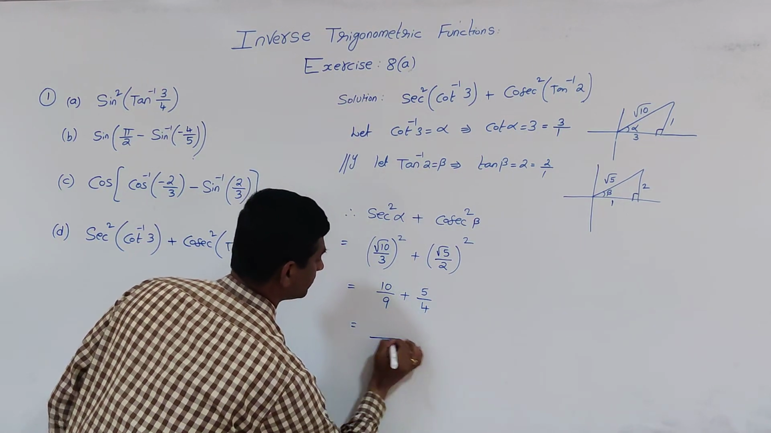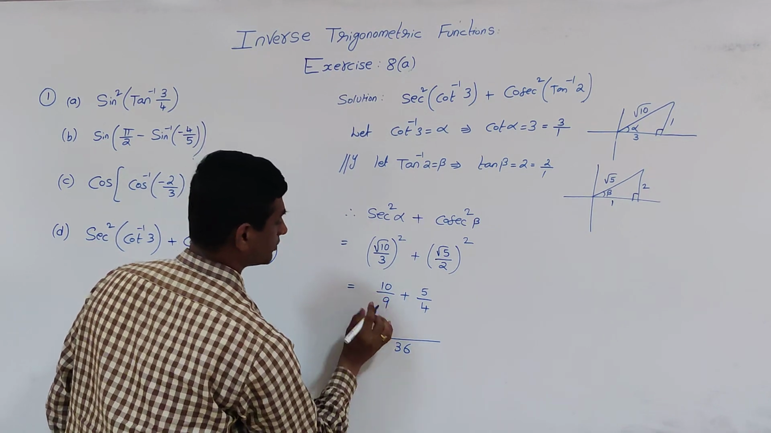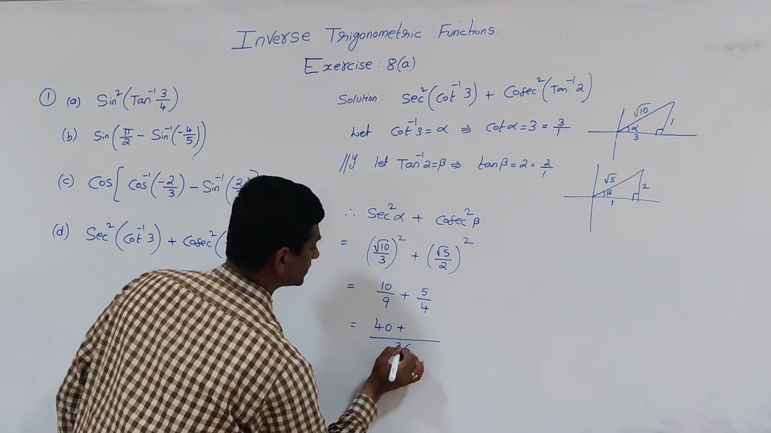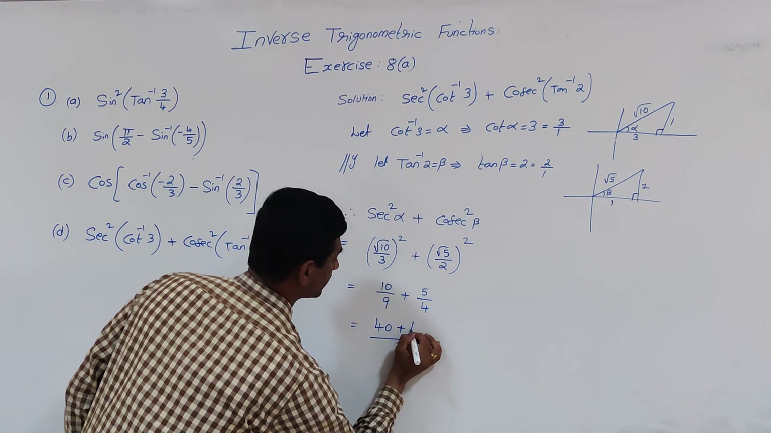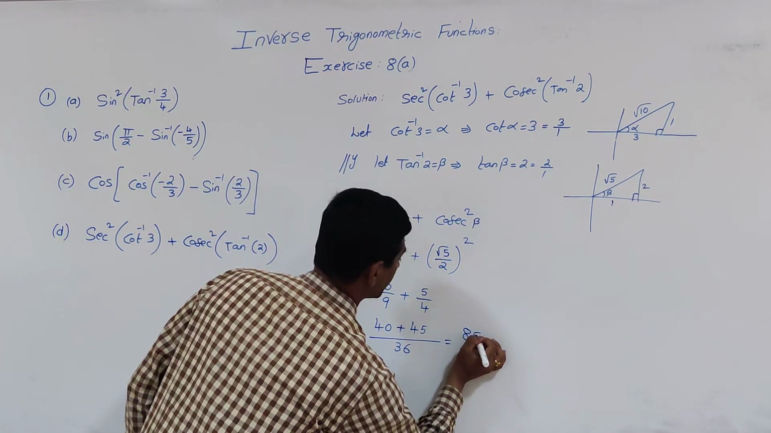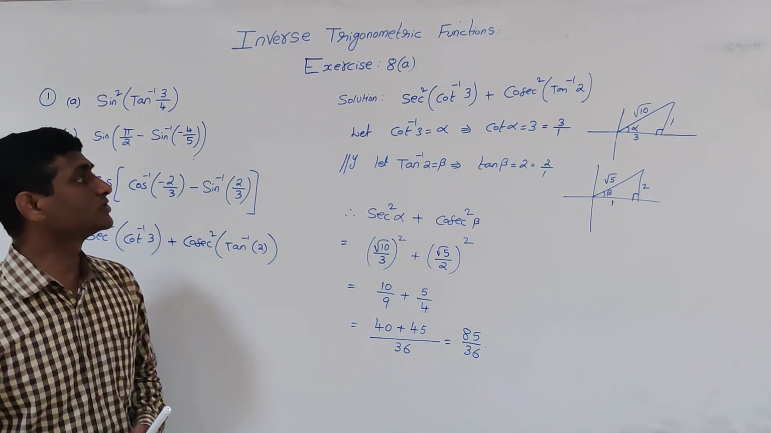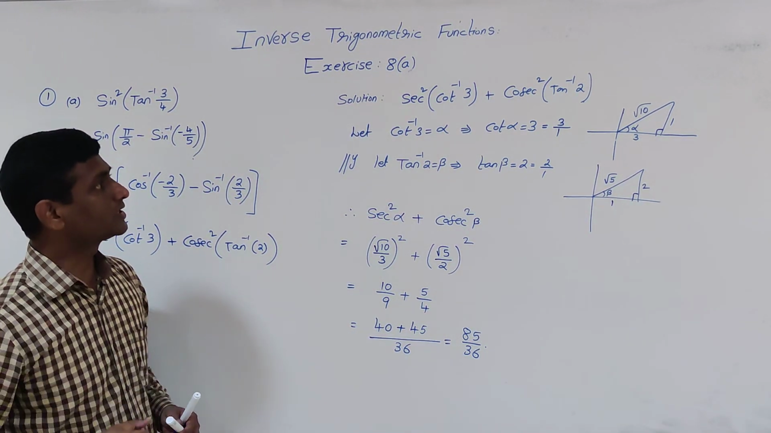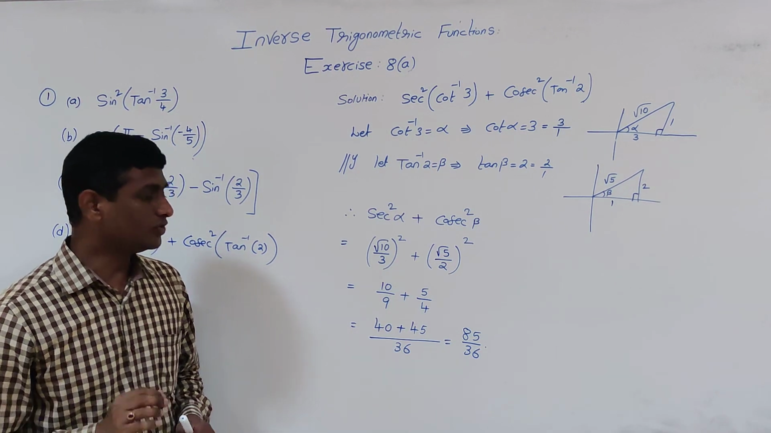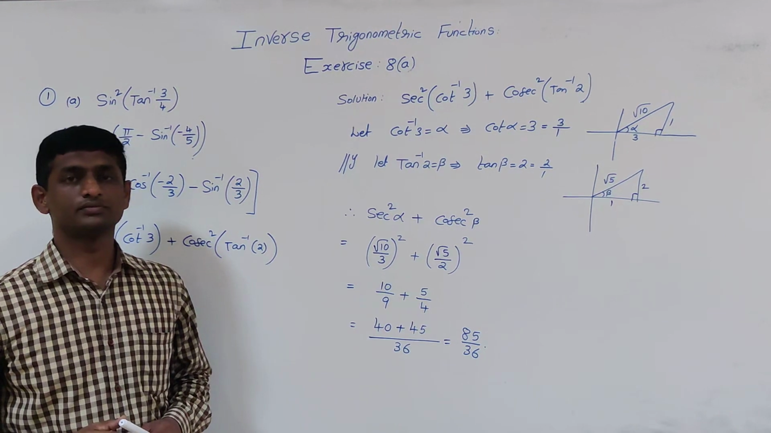Next we'll go for the LCM. The LCM will be 36. This gives 40 plus 45. So overall it will be 85 by 36. So secant square of cot inverse of 3 plus cosecant square of tan inverse of 2 value is 85 by 36. Next we'll go for the second problem.